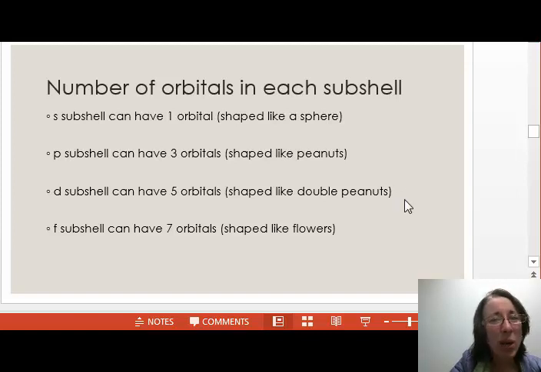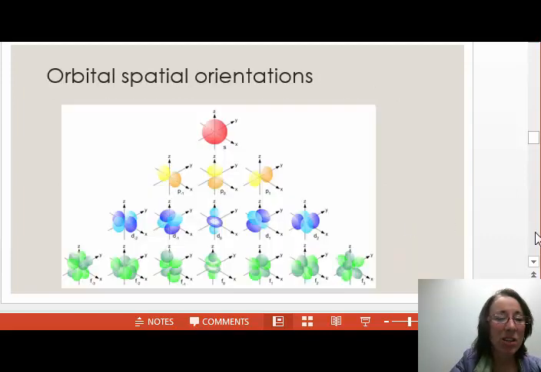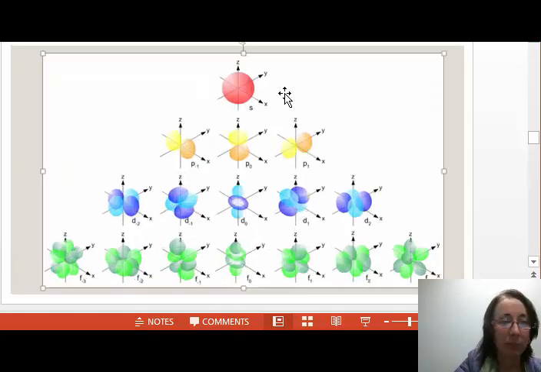D subshells always have 5 orbitals. These are usually shaped like a double peanut. And F subshells always have 7 orbitals. I use the term flower to describe them. Here are the general shapes and number of orbitals in each subshell.